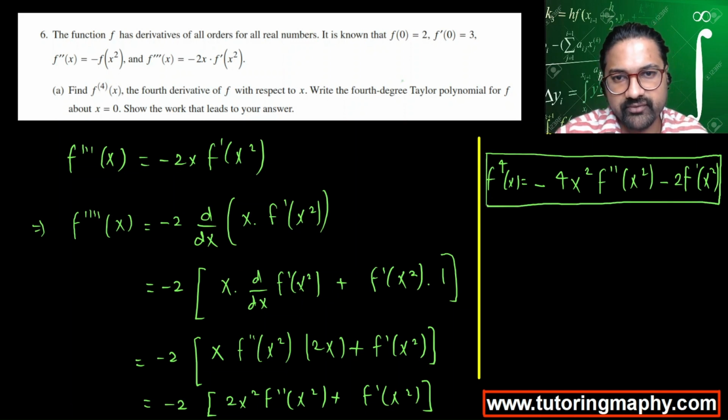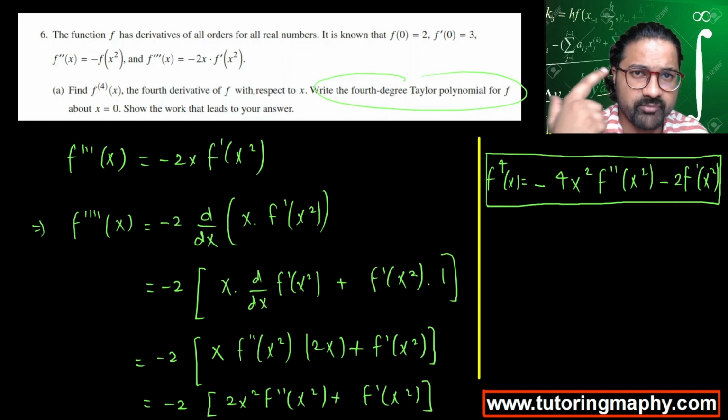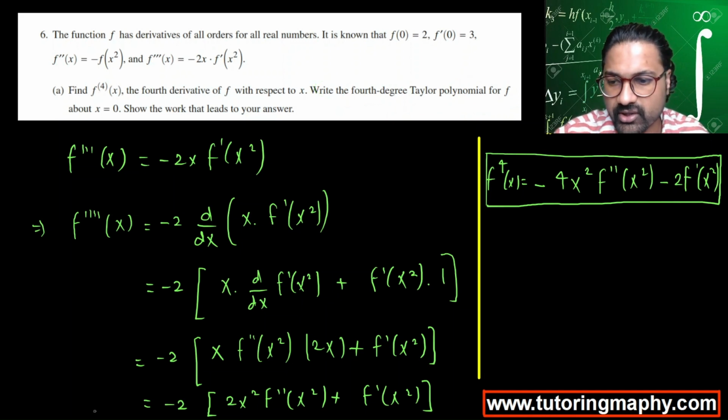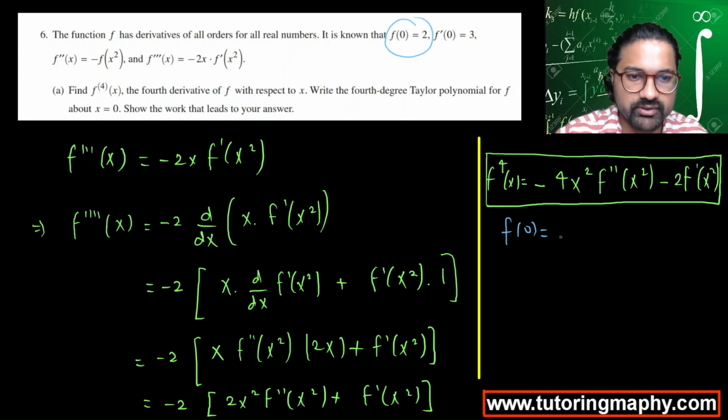As we are not done yet, we need to find a fourth degree Taylor polynomial as well about x equal to 0. So I need f of 0, f prime of 0, f double prime of 0, f triple prime of 0, and the fourth derivative at 0, all the derivatives at 0. Let's find those first and then we'll write. It will be easy to keep track. What is f of 0? It's already given in the question. Very good, that's 2. What is f prime of 0? That's also given in the question. Excellent. Why don't they give everything in the question?